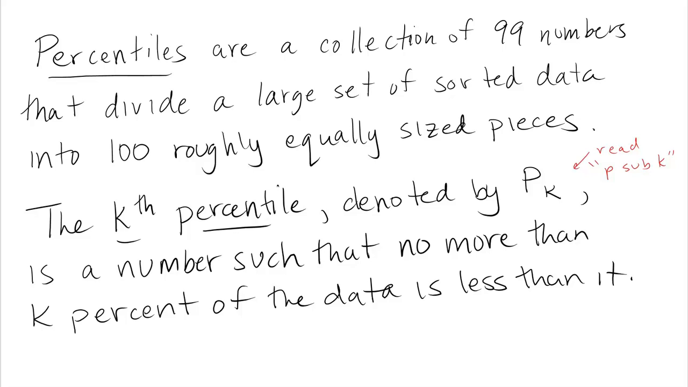So the 60th percentile would ideally have 60% of the data below it, but if you can't achieve exactly 60%, it has to be as close to 60% as you can get without going over. Similarly, if you were finding the 33rd percentile, ideally 33% of the data would fall below that number, but if you can't get exactly 33%, then you go as close to 33% as you can without going over.